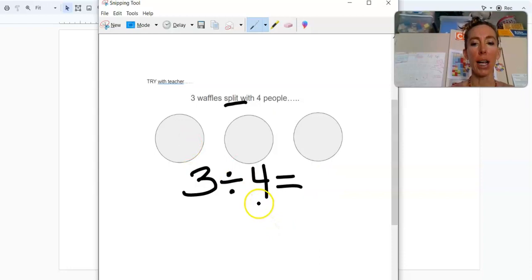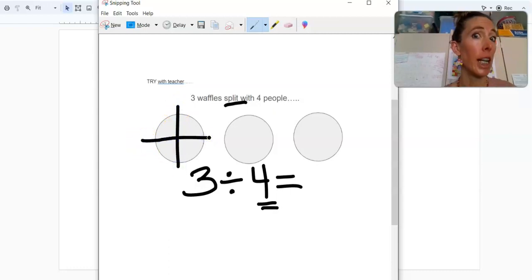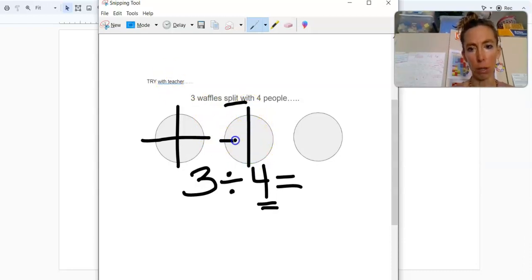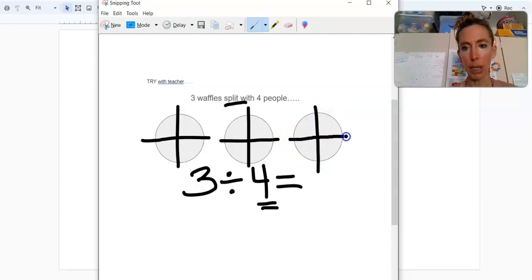So I'm going to go ahead, since it's saying dividing by 4 people, I'm going to take this waffle and cut it up into 4 parts, which works out really nice with waffles because when you make a waffle in a waffle maker, it usually breaks it up into 4 parts anyway. And I'm going to take this one and split that up into 4 parts so I can easily distribute it to my 4 people. I'm going to do that again to this one.